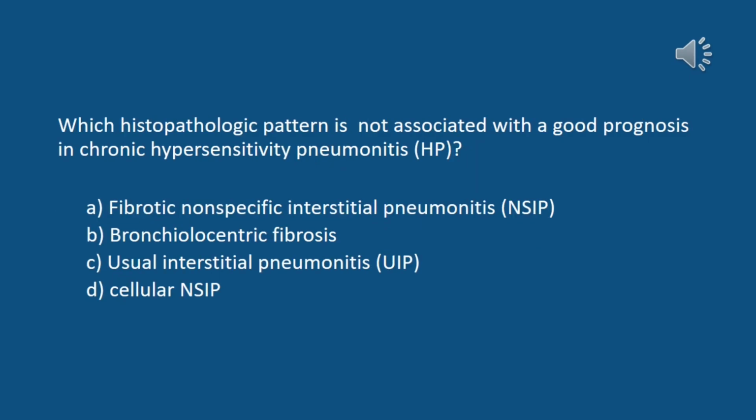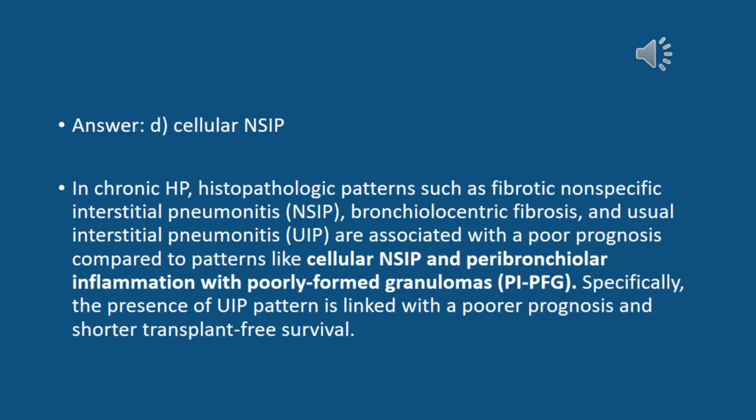Which histopathologic pattern is not associated with a good prognosis in chronic hypersensitivity pneumonitis, HP? A. Fibrotic nonspecific interstitial pneumonitis, NSIP. B. Bronchiolocentric fibrosis. C. Usual interstitial pneumonitis, UIP. D. Cellular NSIP. Answer: D.